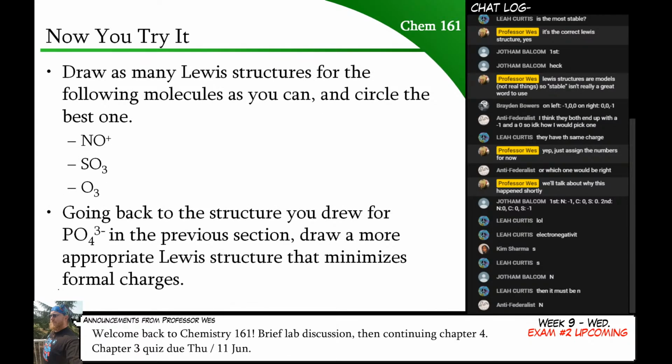Here I have a bunch of different structures for you to draw. What I want you to do is draw NO+, SO3, O3, and then phosphate. Make sure that you minimize the formal charges on these as best as you can, especially for SO3 and phosphate. So draw these Lewis structures. I will come back and draw them with you in just a moment. But I do want to give you a chance to practice this because the whole point of Chapter 4 really is to name stuff and then to draw it. So I got to give you enough time. Go ahead and do that, and we'll be back in a bit.